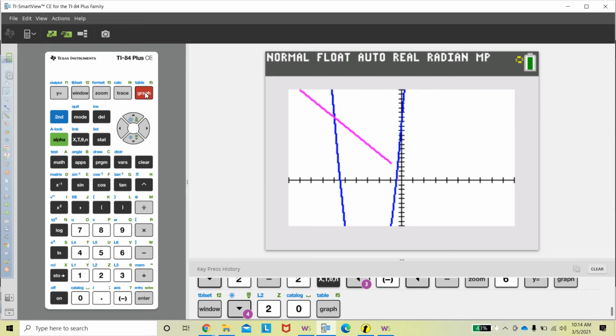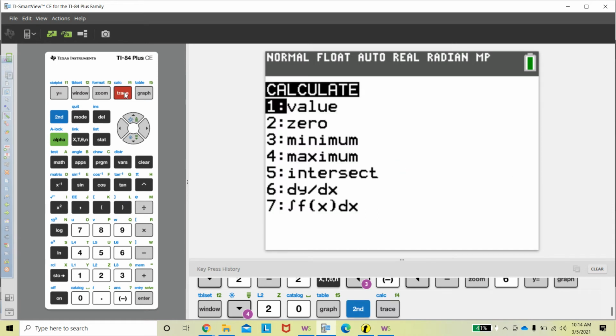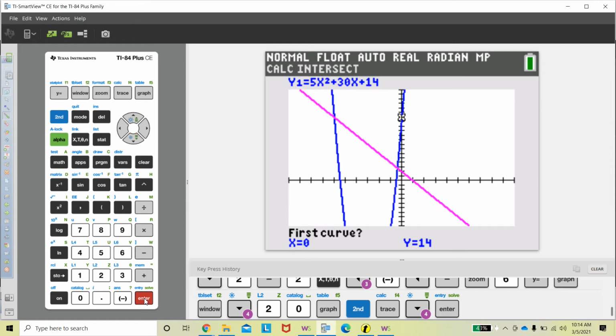Second trace. You need to write this down, calculator steps. You should know second trace intersect anyways. We're actually going to do this with tables and second trace intersect. So you can go down to number 5, hit enter. So we have 2 intersection points.